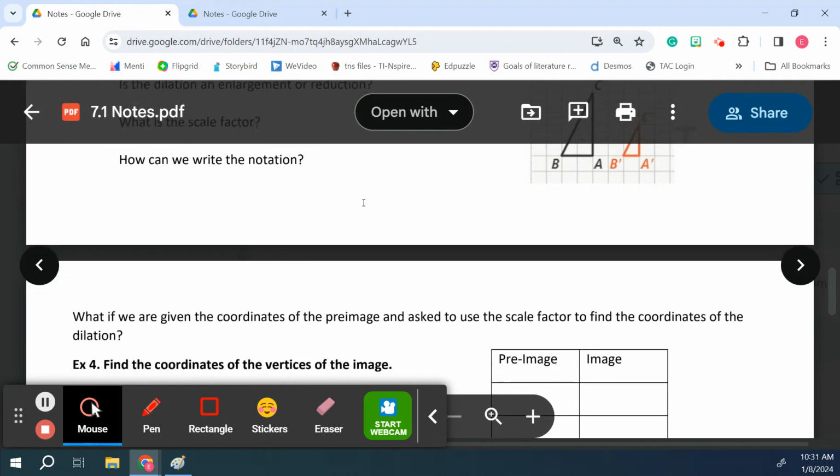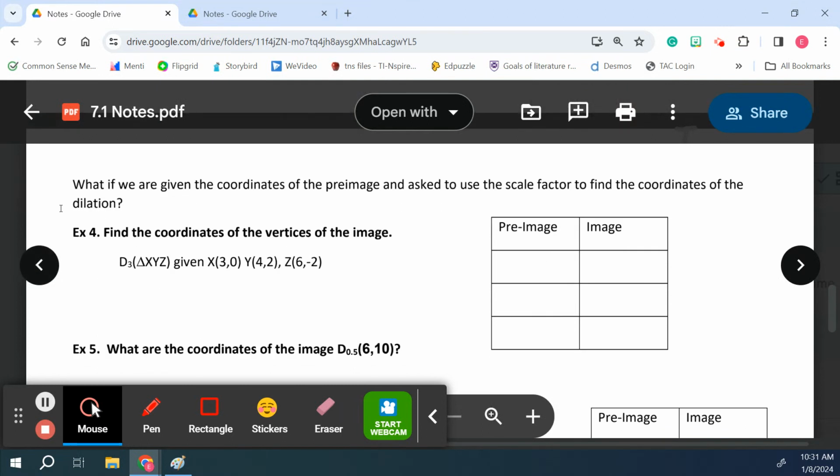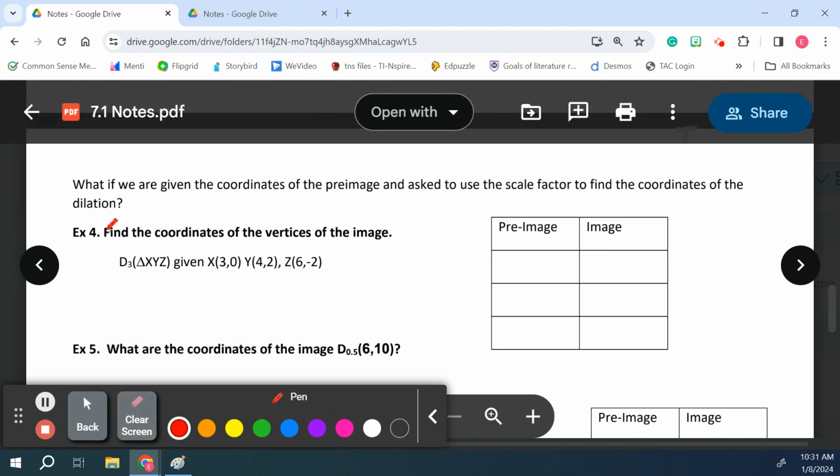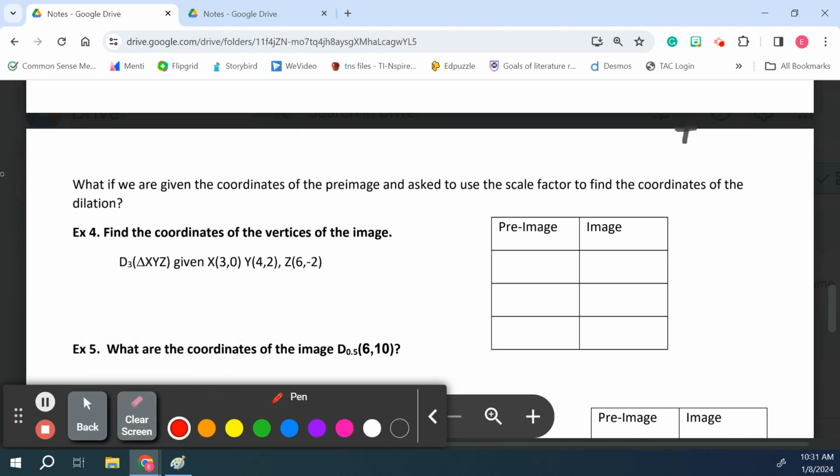Okay, let's take a look at our next page. What if we are given the coordinates of the pre-image and asked to use a scale factor to find the coordinates of the dilation? All right, so for part 4, what we're going to do here is multiply each point by our N. Delta Math calls it K, okay? But it means the same thing.